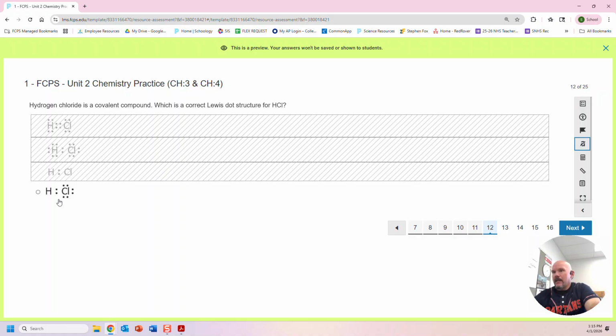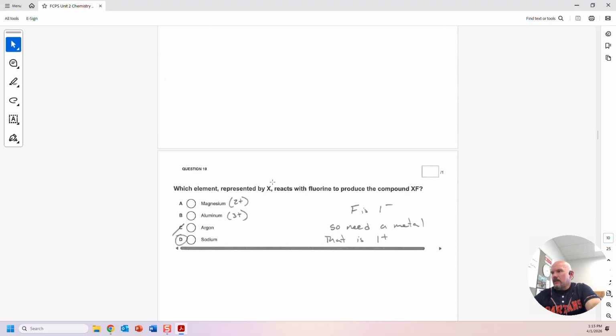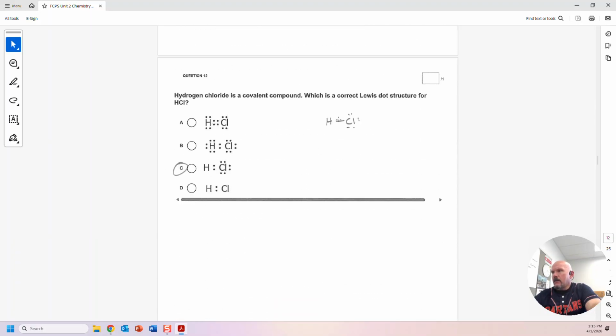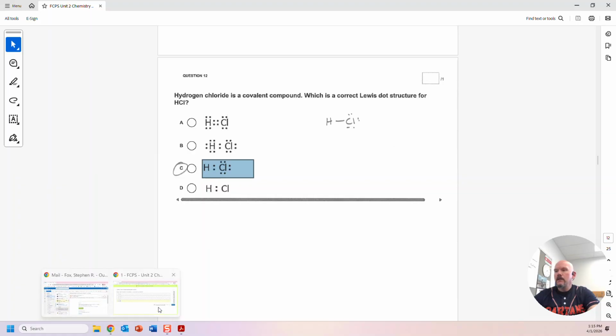So process of elimination brought me to this one, right? Let's see if I have some notes on it. Yep. So that single bond right there can also be written that way. Okay, but in this case, it's written that way because the chlorine would need those three pairs of unpaired electrons around it. Okay. All right. Go to the next one, maybe. Here we go.